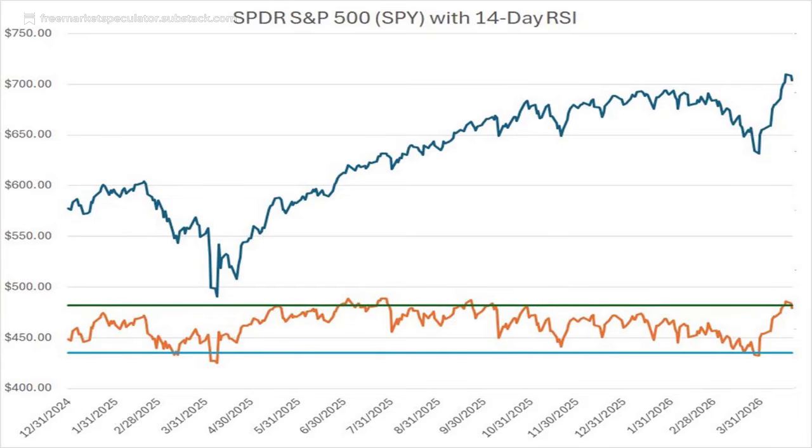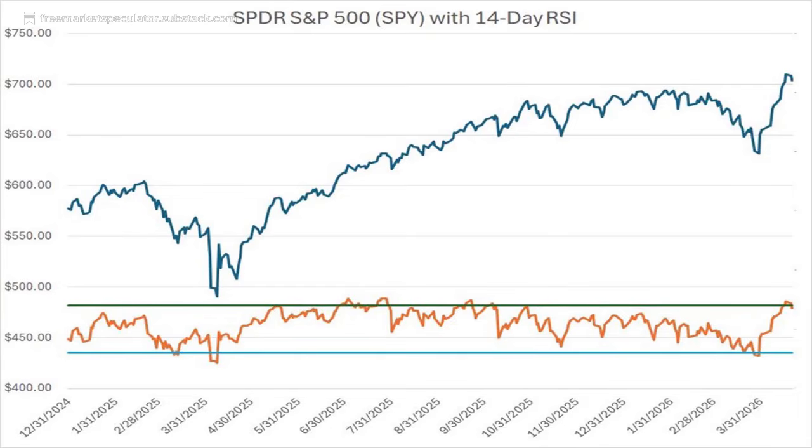So in this case, the blue line on your screen is the Spider S&P 500 ETF, just the closing price for simplicity, from the end of 2024 through early this past week. The orange line is the 14-day RSI indicator. Now the RSI indicator ranges from a level of 0 to 100. And I didn't put the scale on this chart because what really matters is the green and light blue horizontal lines you see there on the chart, as well as, and this is very important, the trend in the RSI line itself. And I'll explain all that in a minute.